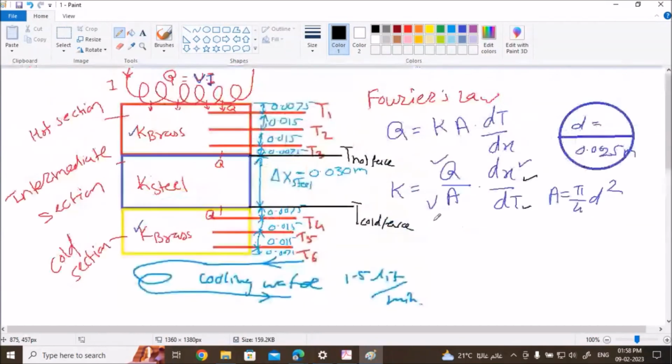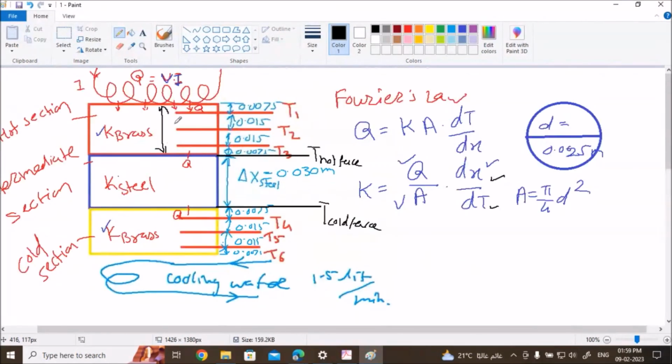Now look, see here, how I can find T hot phase and T cold phase. Apply Fourier's law, what I showed here. Q is equal to K brass, because it is brass, into area into dT by dx. So I will choose T2 and T3, so T2 minus T3. And I should change the distance between T2 and T3.